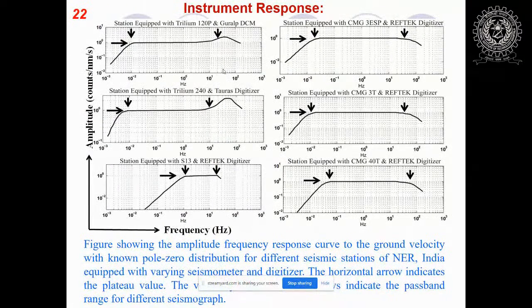So this slide shows the amplitude response, which is the ratio between the output amplitude and the input amplitude, and is derived from poles and zeros. It ascertains the passband frequency that is required for waveform processing or waveform modeling.